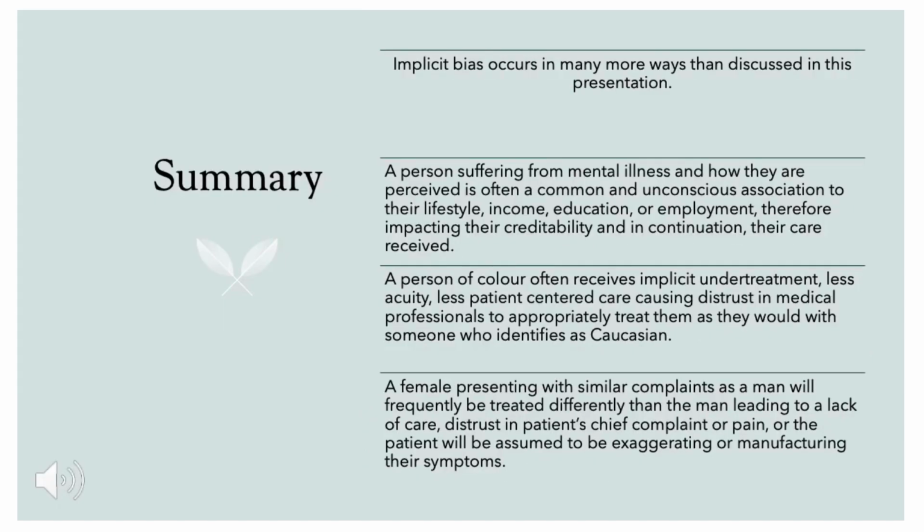To summarize, implicit bias occurs in many more ways than discussed in this presentation. A person suffering from mental health issues, and how they are perceived, is often an unconscious association to their lifestyle, income, education, or employment, therefore impacting their credibility and, in continuation, the care received. A person of color often receives implicit undertreatment, less acuity, and less patient-centered care, causing distrust in medical professionals to appropriately treat them as they would if they identified as Caucasian.